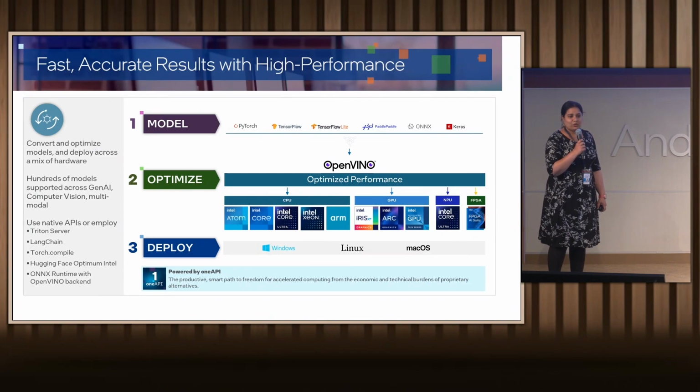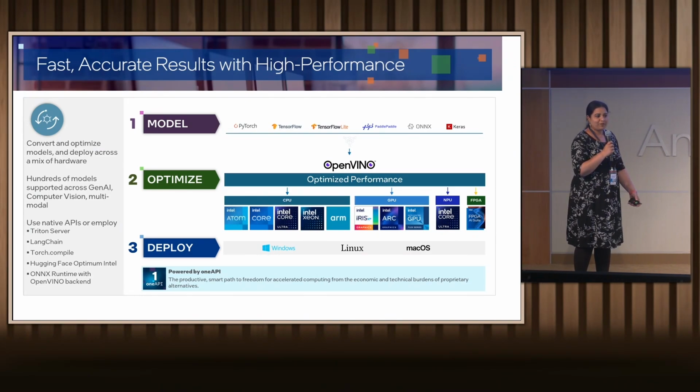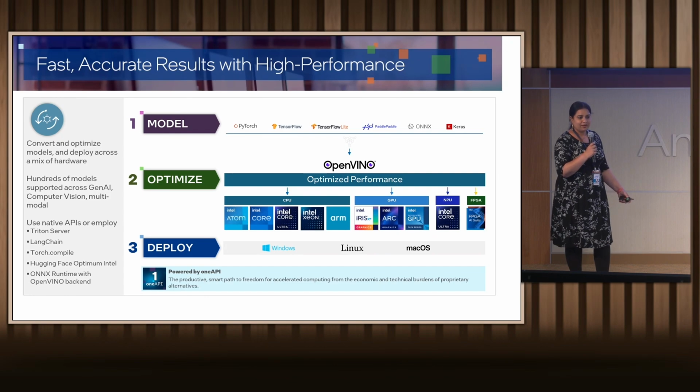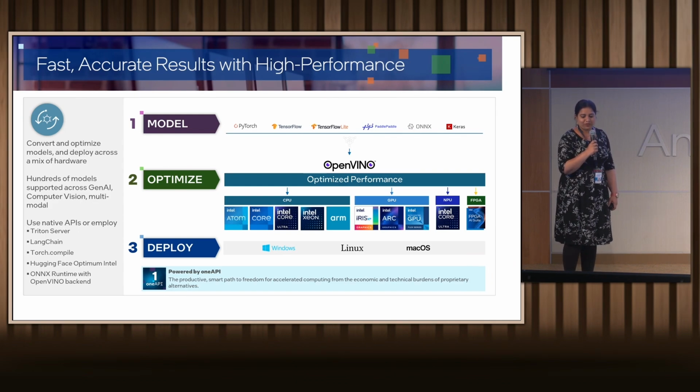OpenVino is an open source toolkit for optimizing AI inference on a variety of heterogeneous devices, like Intel CPUs with AVX2, AVX512, AMX support, and Intel integrated and discrete GPUs, as well as Intel NPUs, like the ones that you see in Meteor Lake and Lunar Lake Core Ultra AI PCs. We also have support for different model formats, like ONNX, PyTorch, JAX, TensorFlow, TensorFlow Lite, Paddle, and GGUF. But in this presentation, we will focus primarily on the ONNX support with OpenVino.